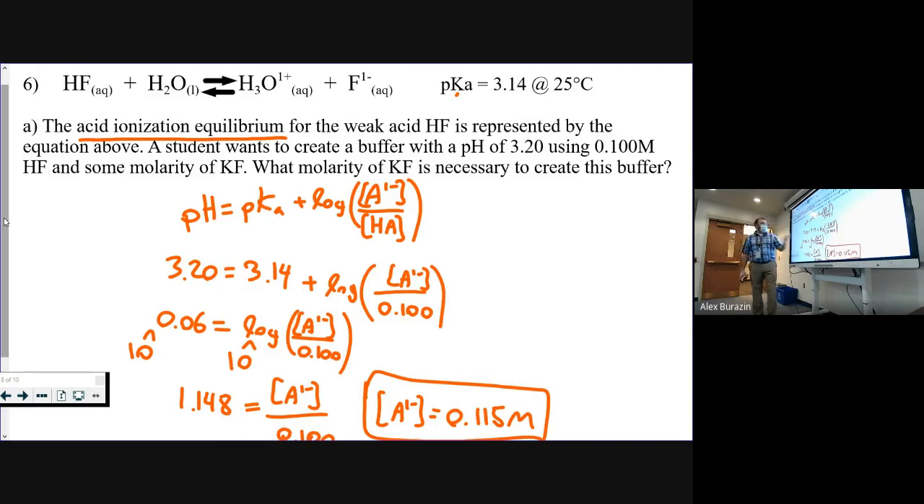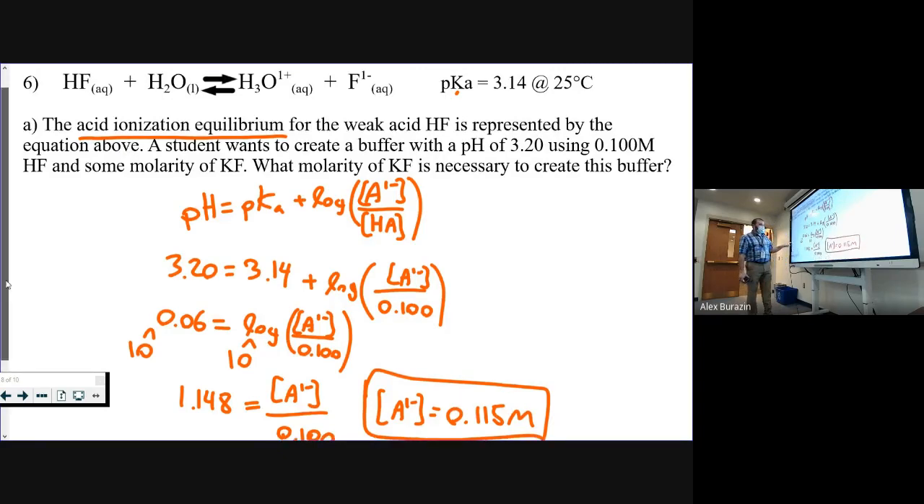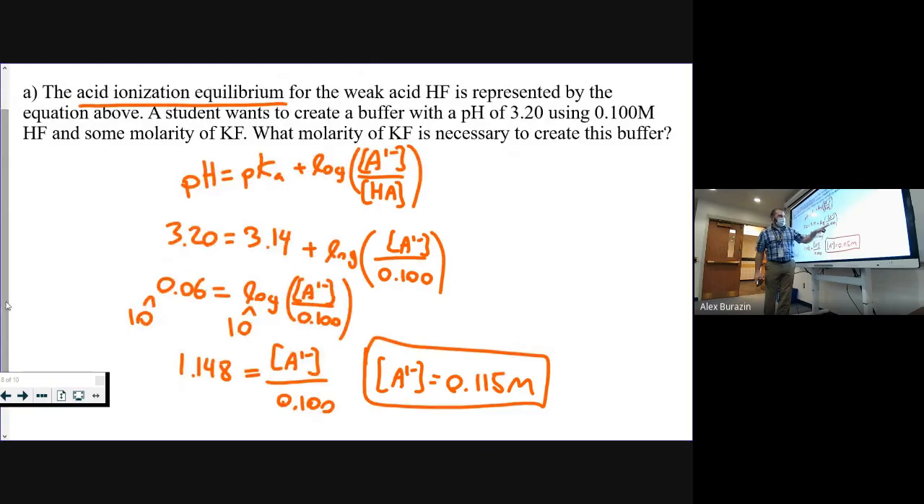Now, in this instance, the pH that I want to hit is slightly more basic than the pKa. So what should I totally expect from the ratio of my weak acid and conjugate base? That my base is more concentrated. 0.115 of the base is more concentrated than 0.1 of the acid. It all makes sense. It all should add up and be logical with what we've learned.